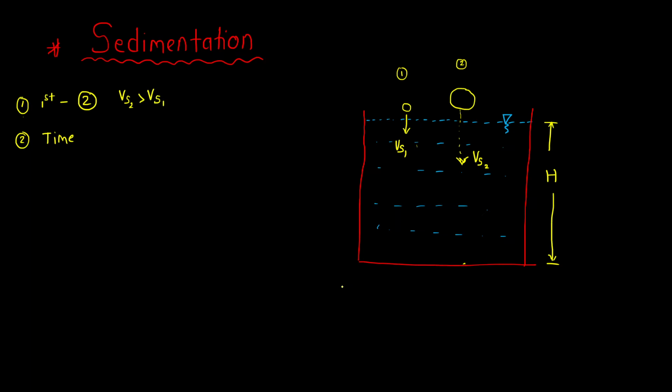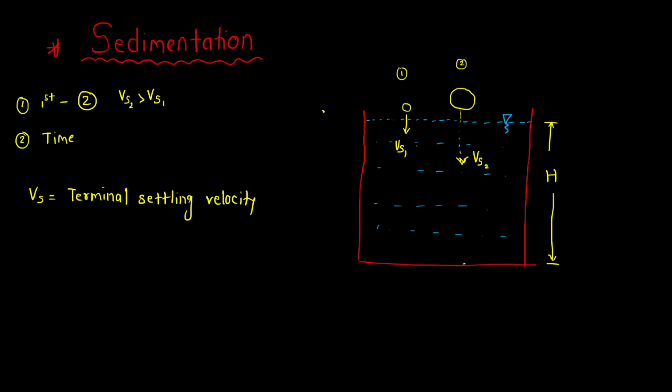Now this vs1 or vs2, or this vs, is called the terminal settling velocity. And this process in which a particle reaches the bottom of the surface is called the sedimentation process. Now just compare these two particles with the suspended impurities which are present in water.